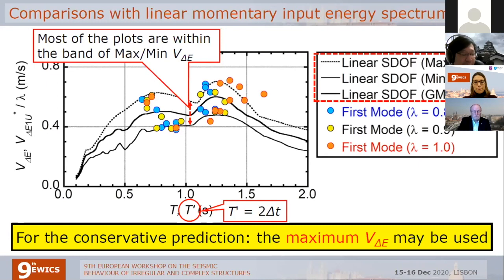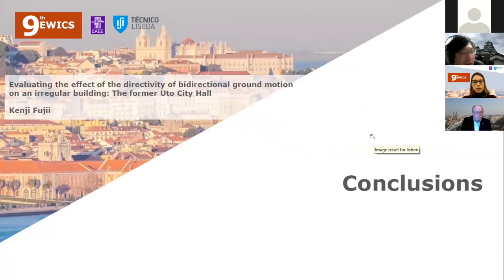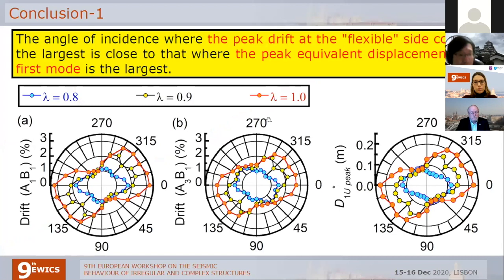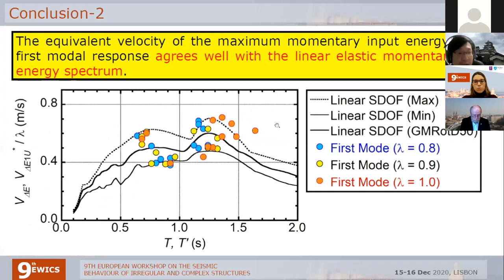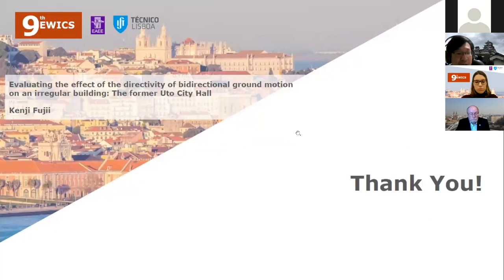So I would like to finalize my presentation. The first conclusion is the angle of incidence where the peak drift at flexible side column is largest is close to that where the peak equivalent displacement of the first mode is the largest. The second conclusion is the equivalent velocity of the maximum momentary input energy of the first mode response agrees well with the linear elastic momentary input energy spectrum. So this is the end of my presentation.